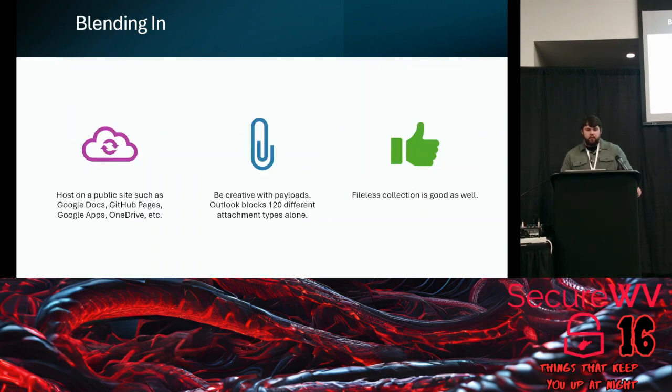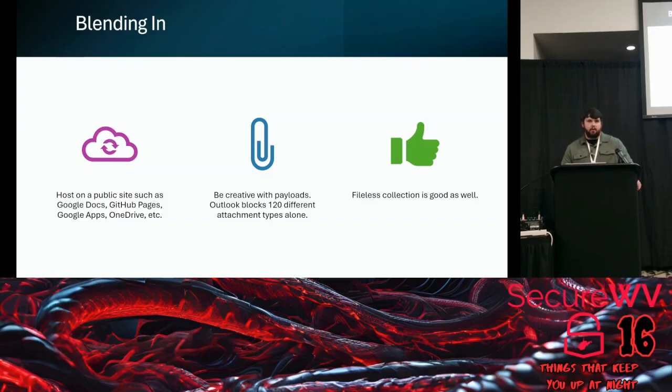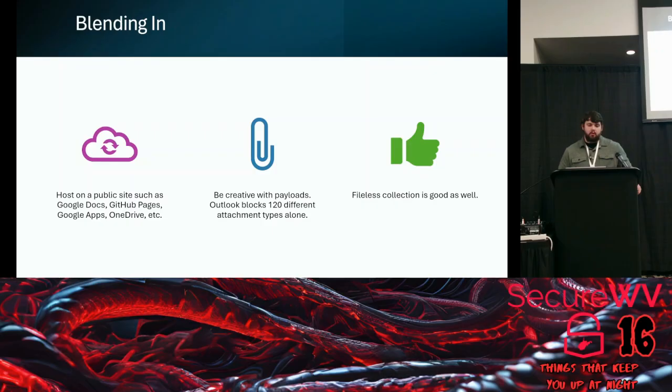Yeah, host your payloads on Google Docs, GitHub Pages, OneDrive. Be creative with your payload types. Outlook blocks 120 different executable attachment types just by itself. Fileless collection is good as well.